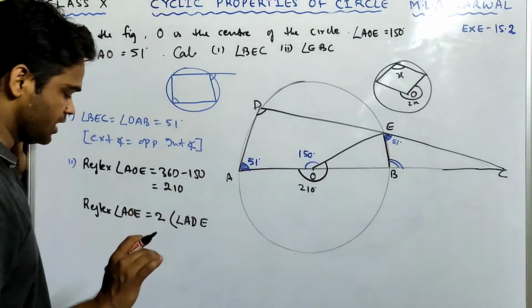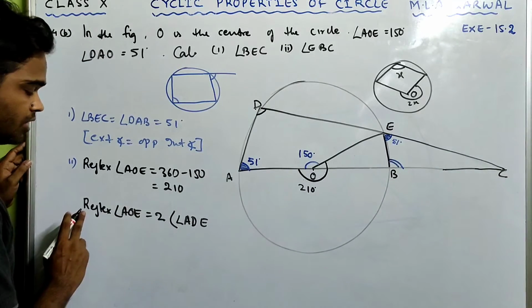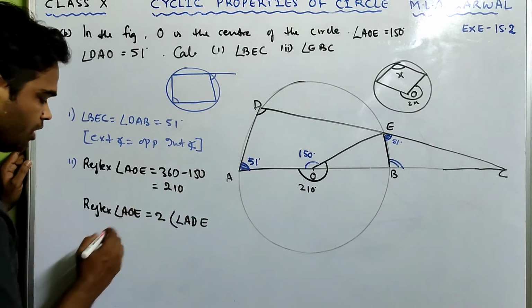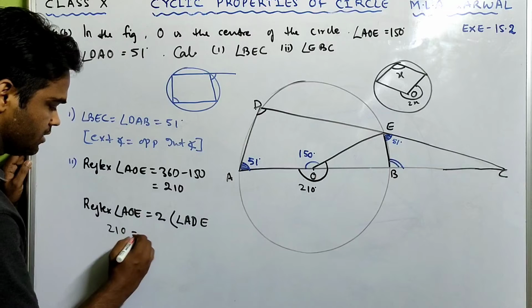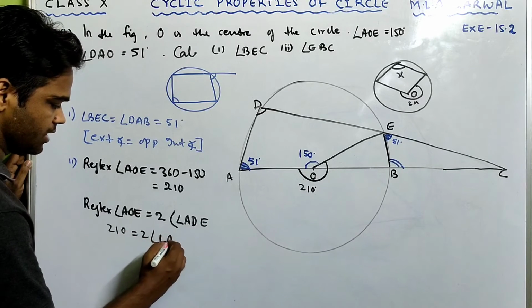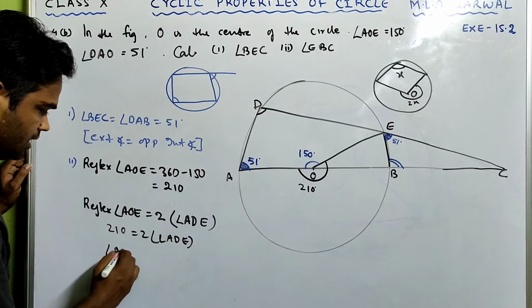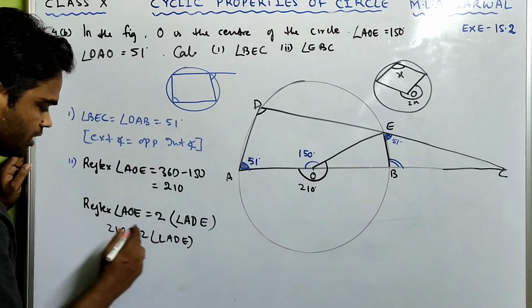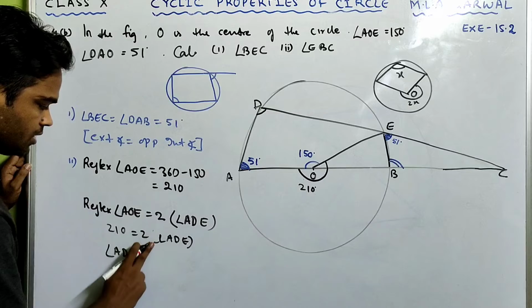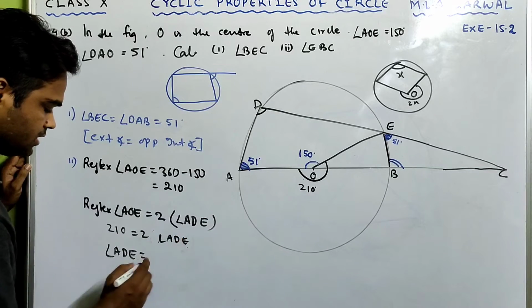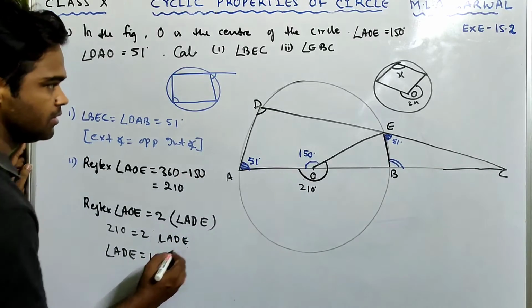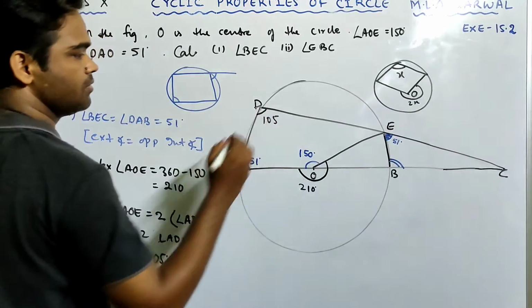Angle at the center is twice the angle at circumference. We used the same logic here. So reflex AOE is 210. So 210 equals twice of angle ADE, isn't it? So angle ADE will be 210 by 2. That is how much? That is 105. So this comes out as 105.